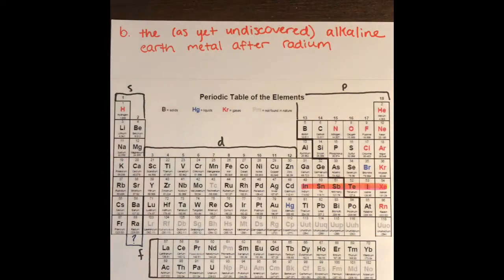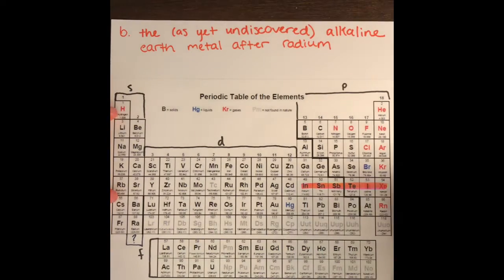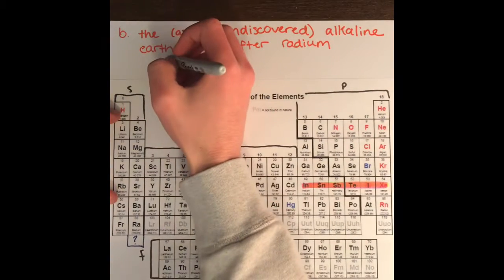B. The as yet undiscovered alkaline earth metal after radium. This one is actually quite simple. We are told that it is the not yet discovered alkaline earth metal after radium. Therefore, all we need to do is take the electron configuration of radium. So when we do this, we can use radon as the abbreviation.